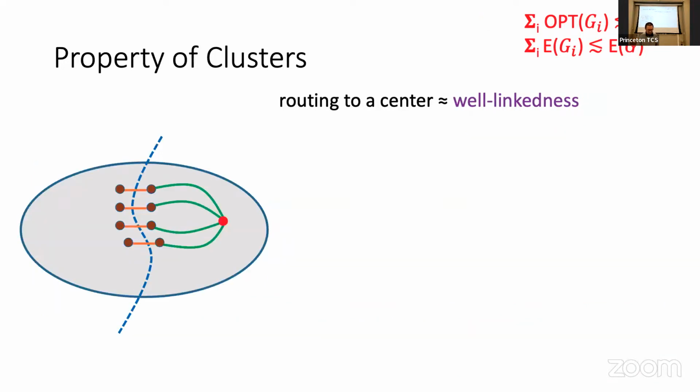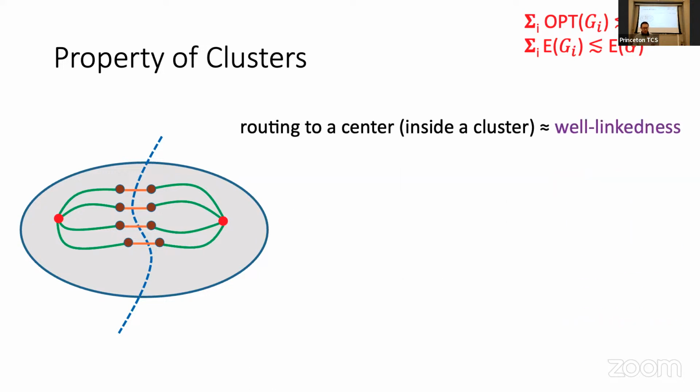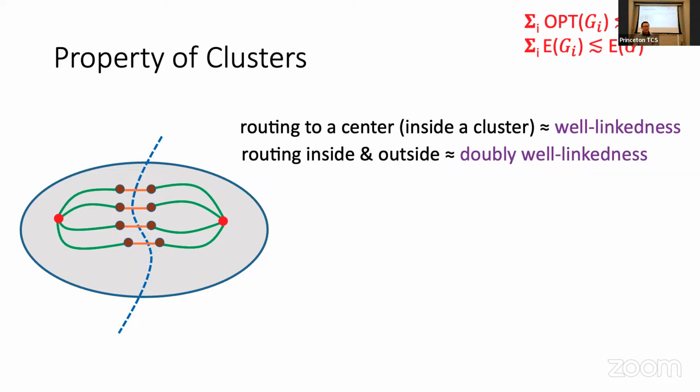And for routing to a center, what we have shown is that we have well-linkedness, and that is enough for us. However, we want to decompose the part into two. So we want these edges to be routable in G1 and also routable in G2. So the boundary edges route to a center inside it and also route to a center outside it. This is called doubly well-linked. We still need a stronger one.